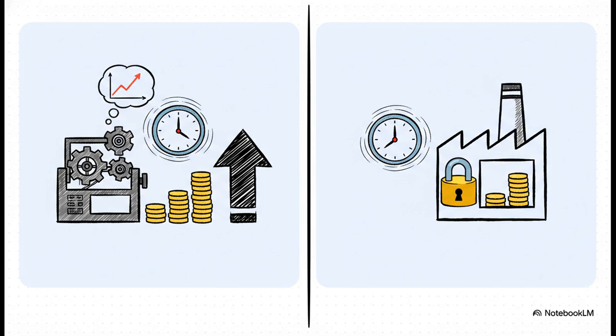Now, this is a really, really important distinction. Why isn't there a fixed overhead efficiency variance? Well, think about it. Being inefficient doesn't make your fixed costs go up. If your team takes an extra 10 hours to build something, your factory rent doesn't change one bit. Your property taxes don't go up. Fixed costs are, well, they're fixed. So the concept of efficiency just doesn't apply to them in the same way.